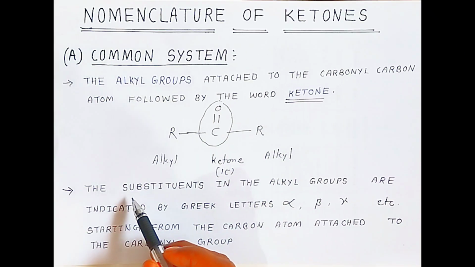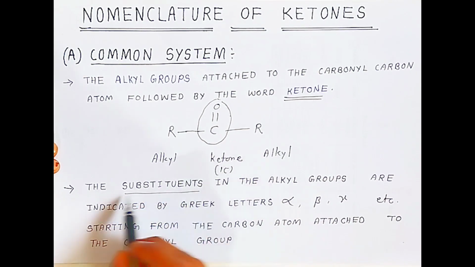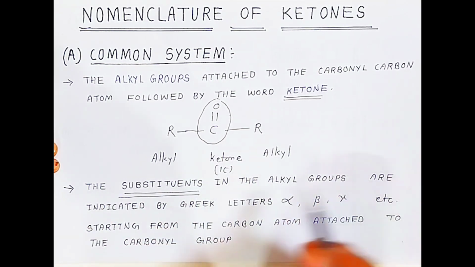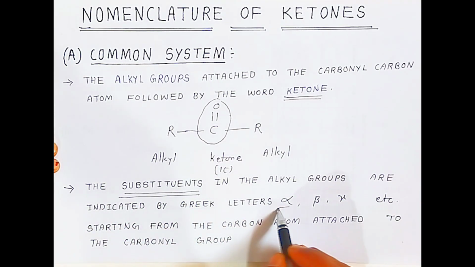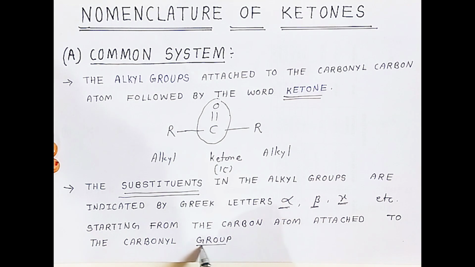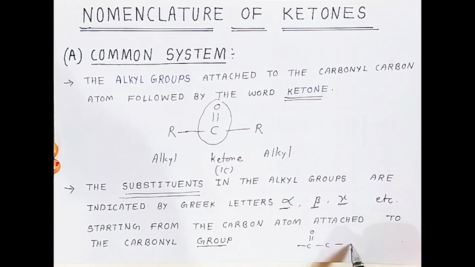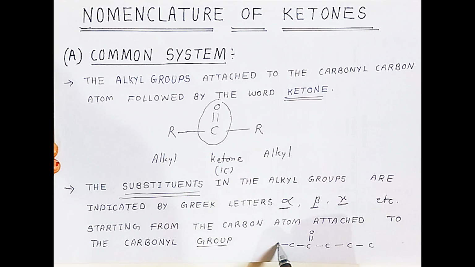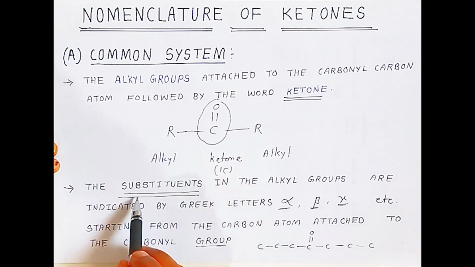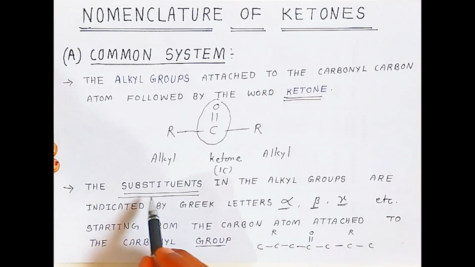Now students, we are talking about the substituents in the alkyl groups, which is very important. Substituents in alkyl groups are indicated by Greek alphabets alpha, beta, gamma, starting from the carbon atom attached to the carbonyl carbon group. Suppose this is the carbonyl, and here carbons are attached. These are the carbons of the alkyl. Now here we are talking about substituents in the alkyl. This side also you have alkyl, this side also you have alkyl.